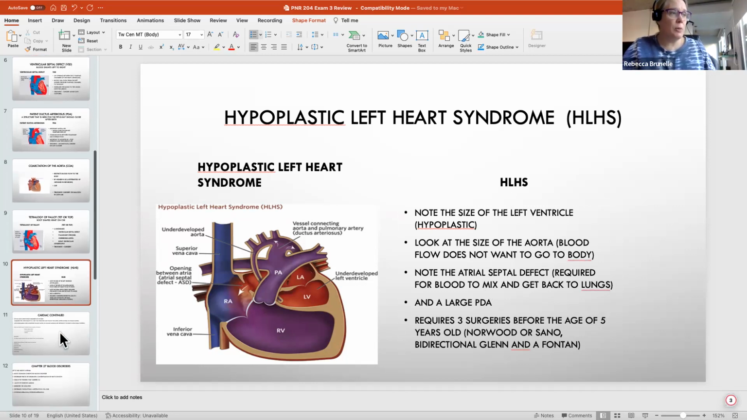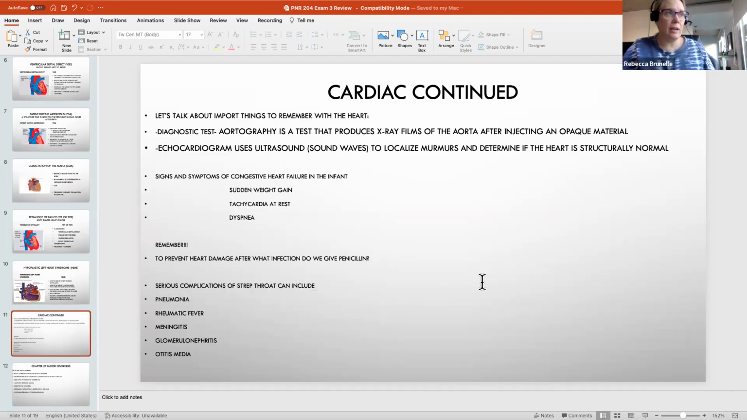So when we're talking about cardiac, it's important to remember the names of the tests. Aortography is a test that produces x-rays of the aorta. You inject an opaque material and then you get the x-ray. You would do this for something like coarctation to try to look better at the aorta.